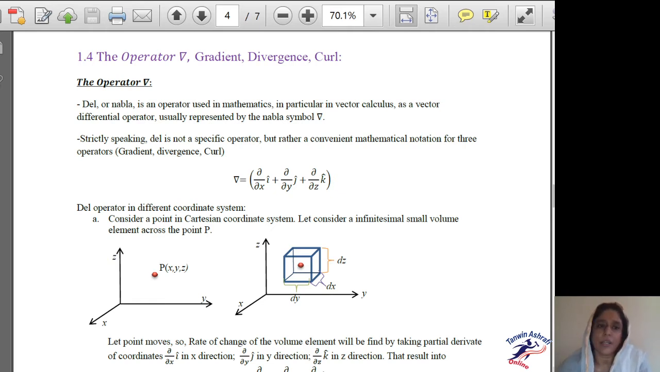Operators. Delta operator. Delta, or nabla, is an operator used in mathematics, particularly in vector calculus. Strictly speaking, delta is not a specific operator, but rather a convenient mathematical notation for the three operators: gradient, divergence, and curl. We will see how the delta operator looks in the three different coordinate systems.